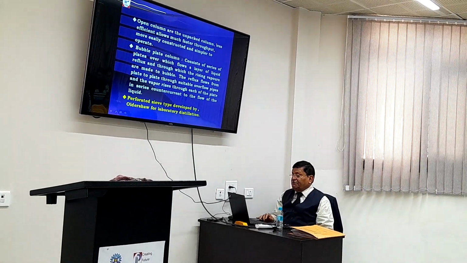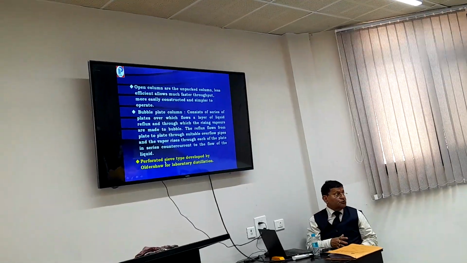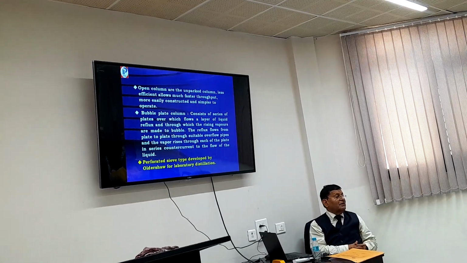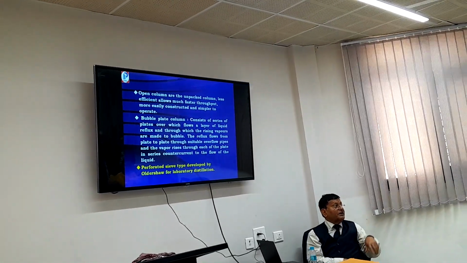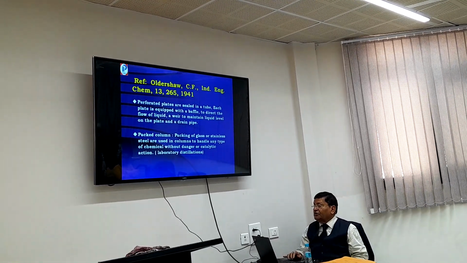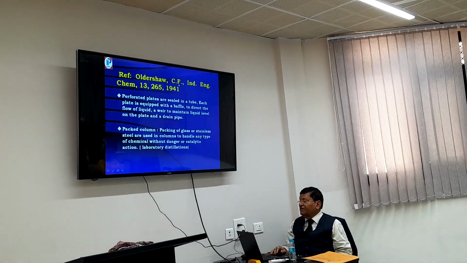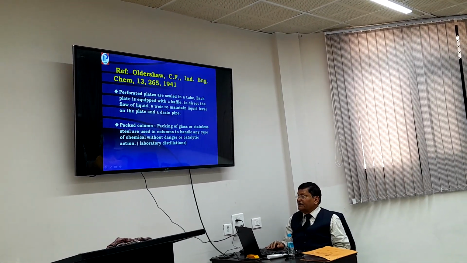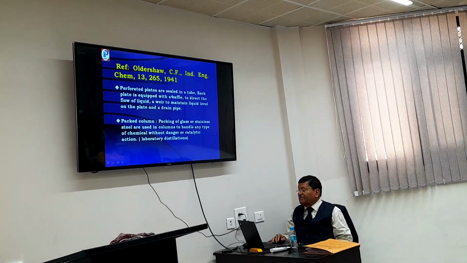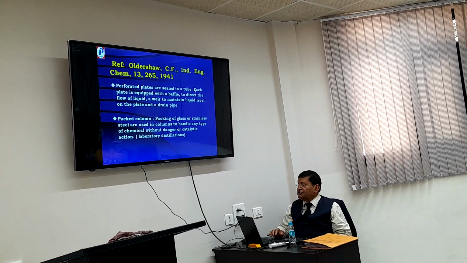Perforated sieve type was developed by Oldershaw for laboratory distillation. The column which I have shown you is named the Oldershaw column, and Oldershaw was the inventor of that column, which is 1 meter long, having 15 to 16 theoretical plates. The reference is Oldershaw, 1914, Industrial and Engineering Chemistry. Perforated plates are sealed in a tube. This is all about the Oldershaw column.